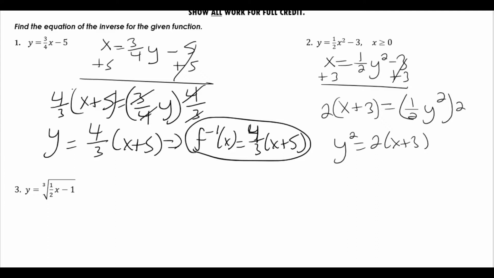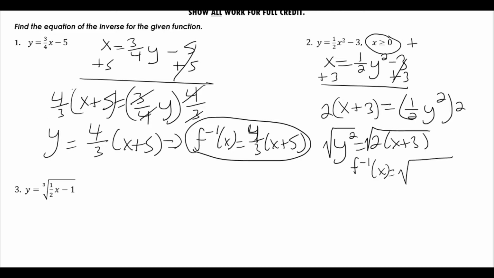To get rid of the square, we need to do the square root. And normally we need the plus or minus version, but this wants us to do the positive version only, so no negatives. So I'm going to replace the y with f inverse and call that my answer. If you want, you can multiply the 2 and the x, so 2x, and then 2 times 3 is 6. So you can also do that as well.